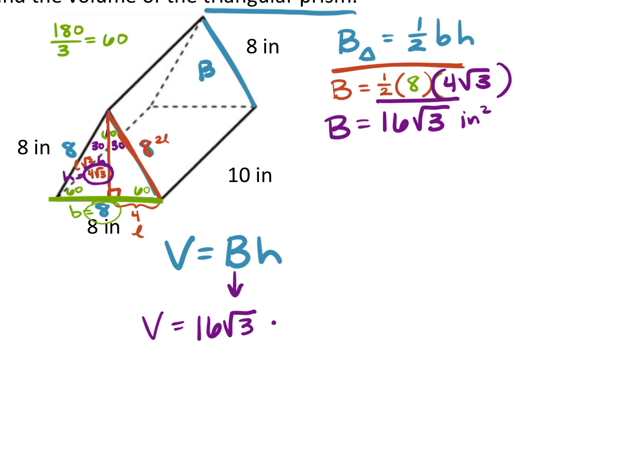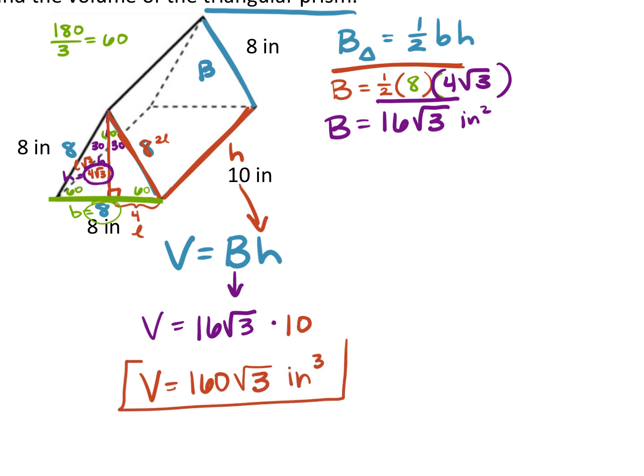And we multiply it by what? The height of the figure, which is the distance between your two bases, right? So this is the H right here. You multiply that by 10, and you get a volume of 160 rad 3 cubic inches. Okay, so if they said leave it in simplest radical form, that's what you would do.